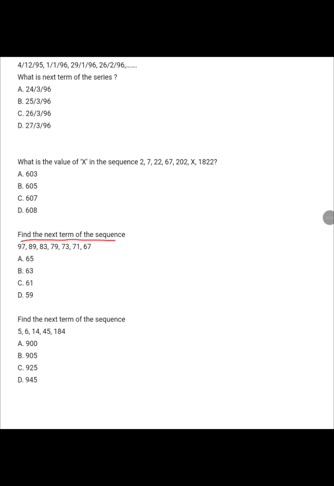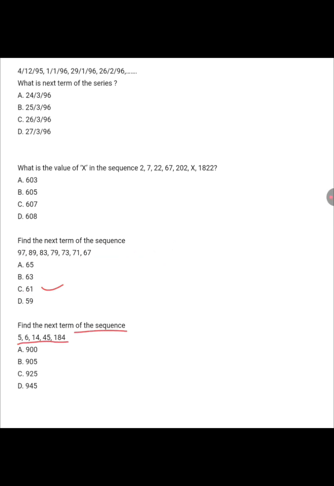Find the next term of the sequence 97, 89, 83, 79, 73, 71, 67. It is showing that they are all prime numbers and they are decreasing. So after 67 there will be 61. So 61 is the next prime number here.